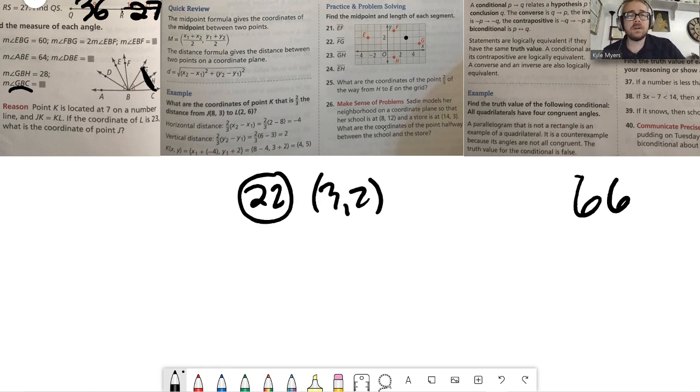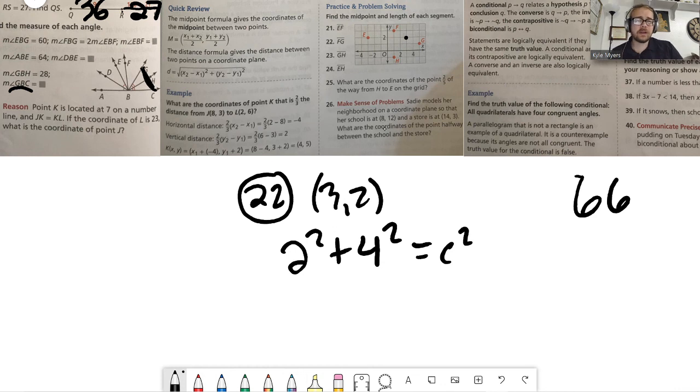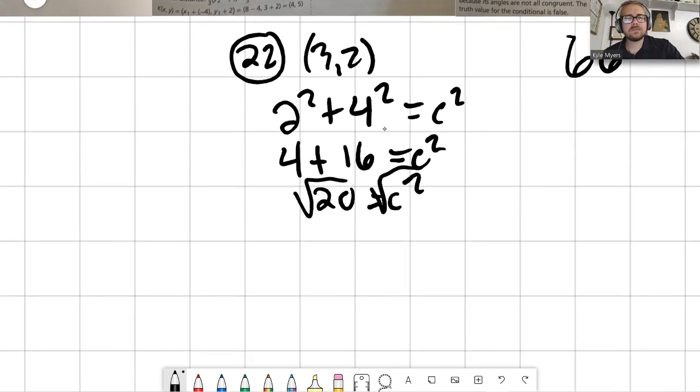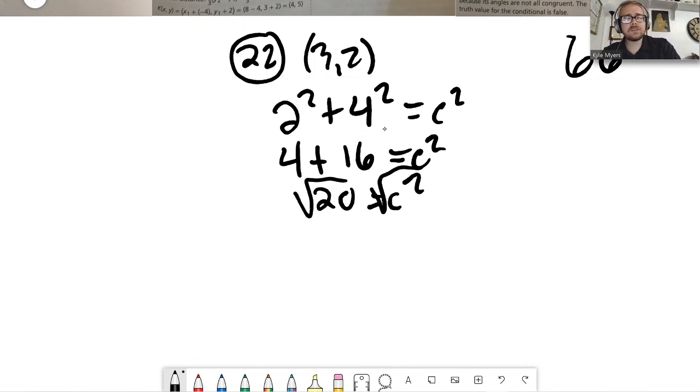All right, for distance, it was a space of 4 to get from F to G, and a space of 2 to go down, or up and left, or whatever. So 2 and 4, 2 squared plus 4 squared equals c squared. A squared plus b squared equals c squared. Pythagorean theorem. 2 squared is 4. 4 squared is 16. 4 plus 16 is 20. That equals c squared. Careful. Square root. I don't know if they'll want you to simplify this radical or not. If you're in Geo Reg, probably not. But if you're in Geo Honors, probably. So let's go ahead and look at what that would look like.